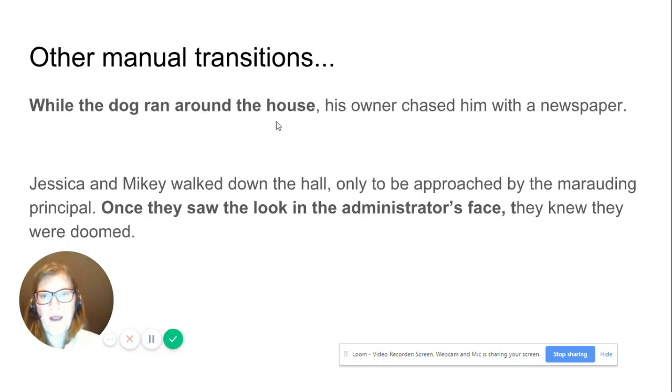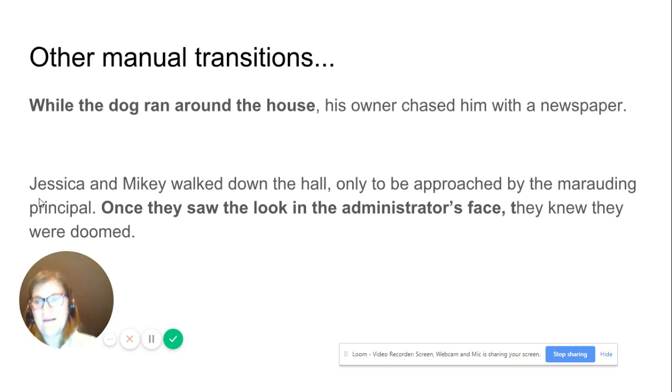"While the dog ran around the house, his owner chased him with a newspaper." I wouldn't say "the dog ran around the house because his owner chased him with the newspaper." In fact, that shows a different relationship. If I were to put the word "because" in these two sentences, now I've changed what that means. Now I have said that the owner's chasing him because he was running around the house. However, by saying "while the dog ran around the house," that could be because the dog is scared of the owner, so he's trying to get away from the owner who's going to hit him.